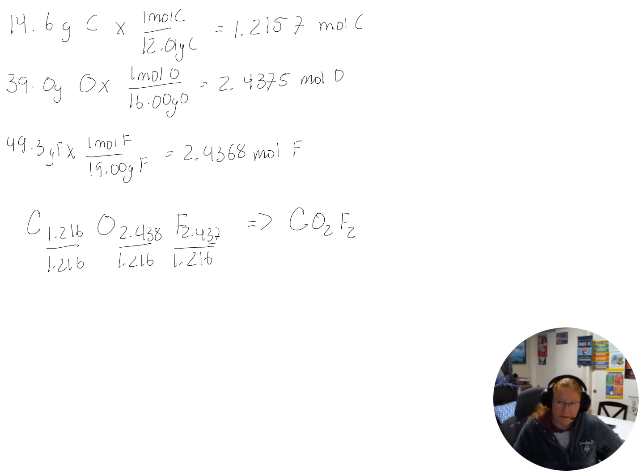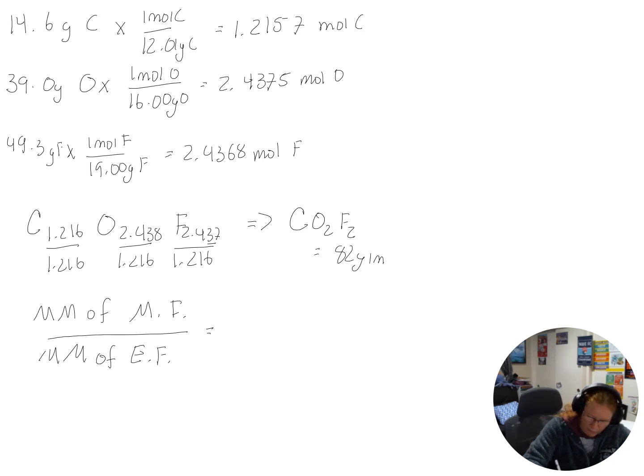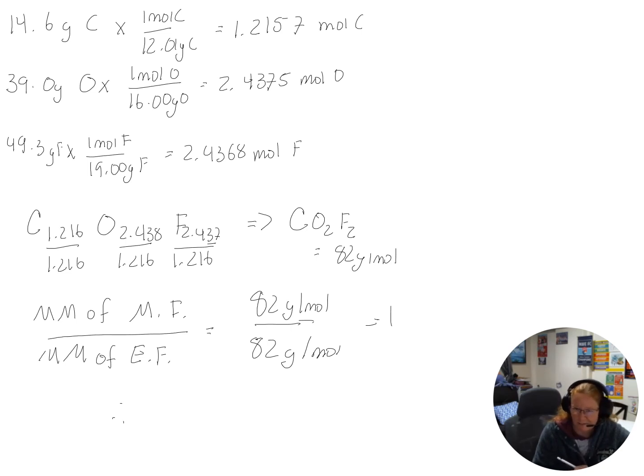Now, we want to know the molecular formula. In order to figure out the whole number to multiply by to find out the molecular formula, we need to do the molar mass of our molecular formula divided by the molar mass of our empirical formula. Okay, so I can figure out the molar mass of my empirical formula is 82 grams per mole. This is going to be easy. I get 82 grams per mole divided by 82 grams per mole. I get 1. So my whole number ratio that I multiply by is 1. So my molecular formula is CO2F2. Okay.